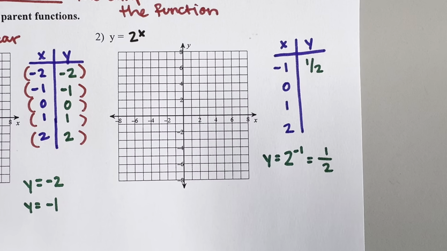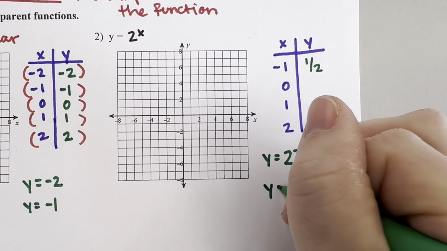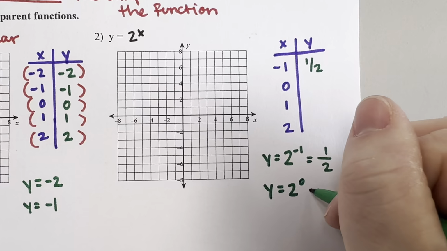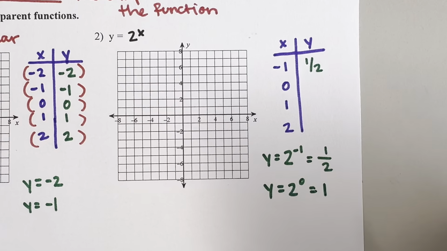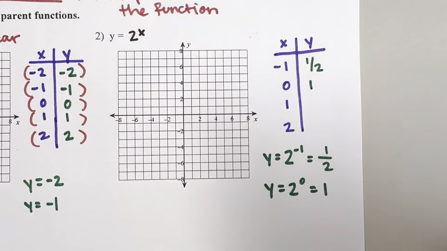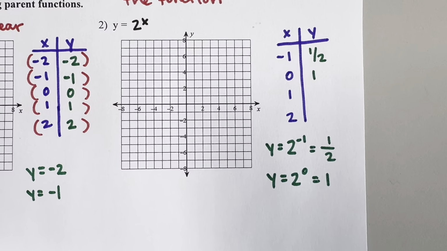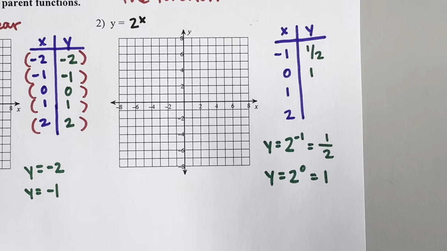Okay, let's try our 0. If I were to plug in y equals 2 to the power of 0, well, we know anything to the power of 0 is always 1. So when I plug in a 0, I got out 1.